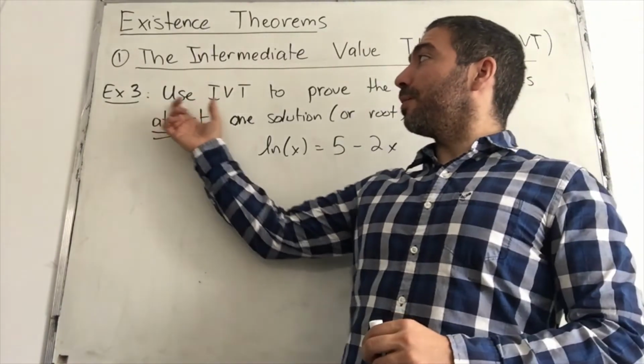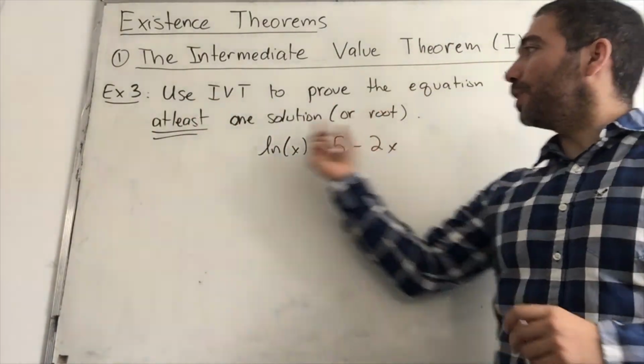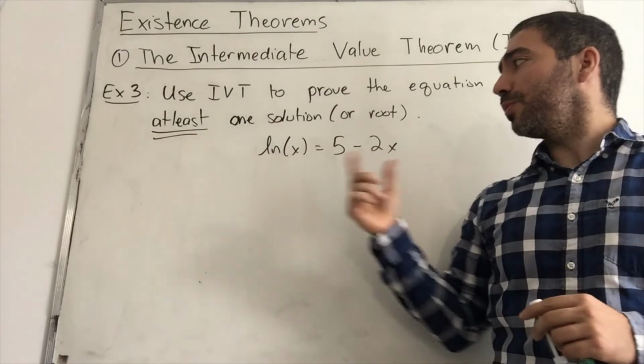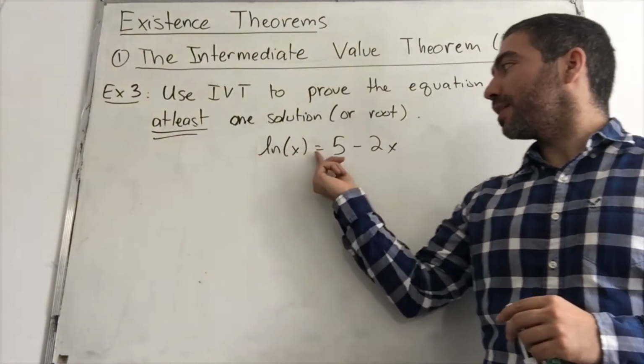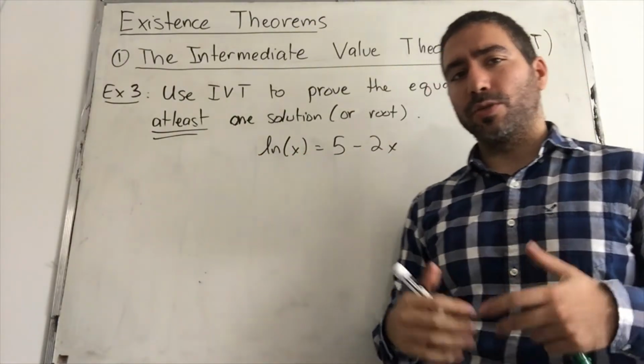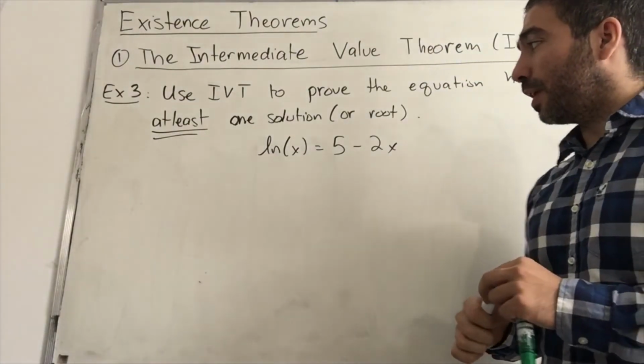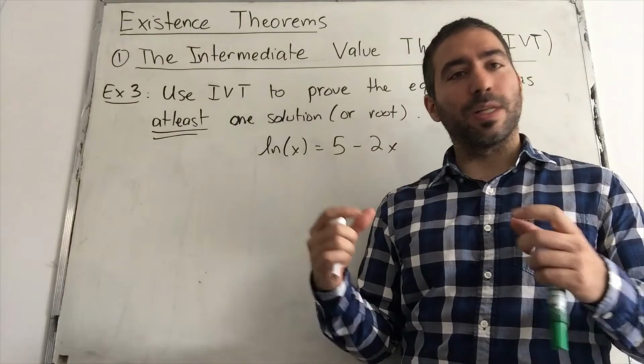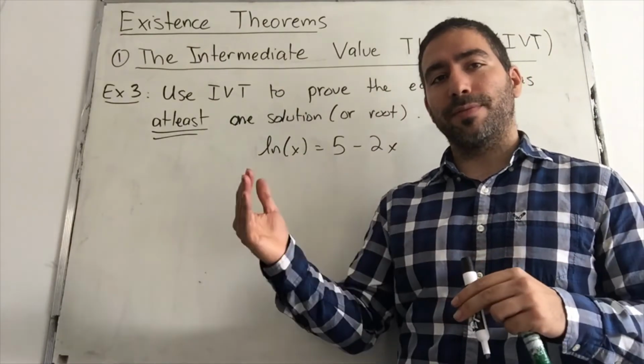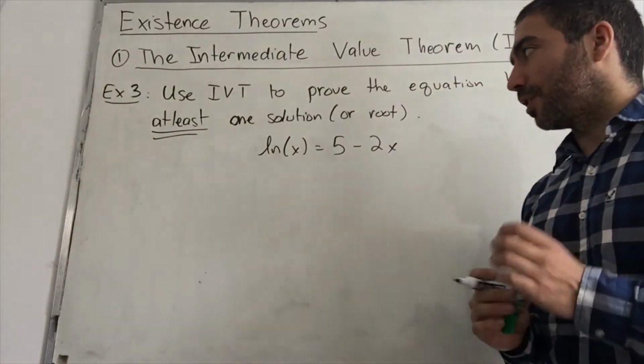So in this example here, number 3, it says to use IVT to prove the equation has at least one solution or root. And the equation we have is ln of x equals 5 minus 2x. So pause the video, try this on your own, see if you can get the right answer. Okay, so let's go ahead and do it. And notice you might have an interval that's different than mine, and that's okay. As long as you get a positive value and a negative value, that's good enough.